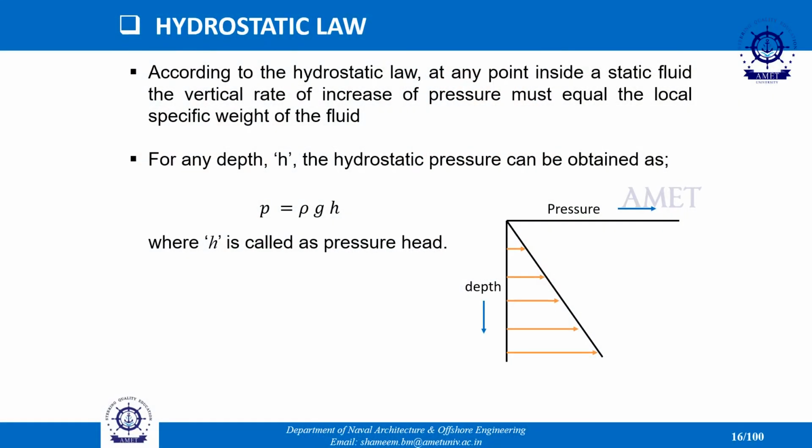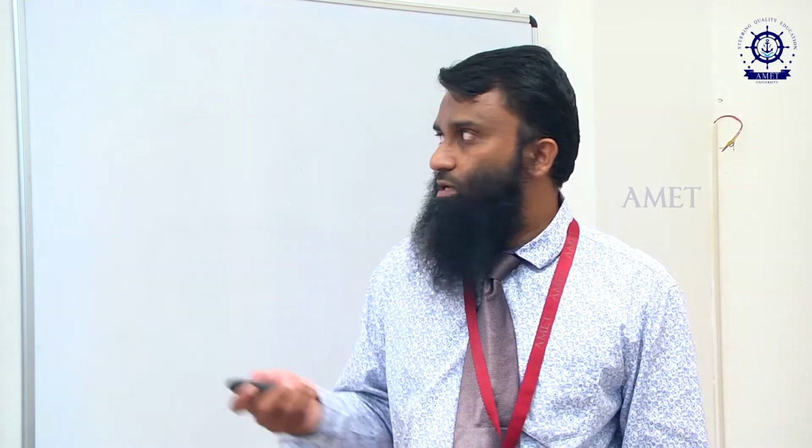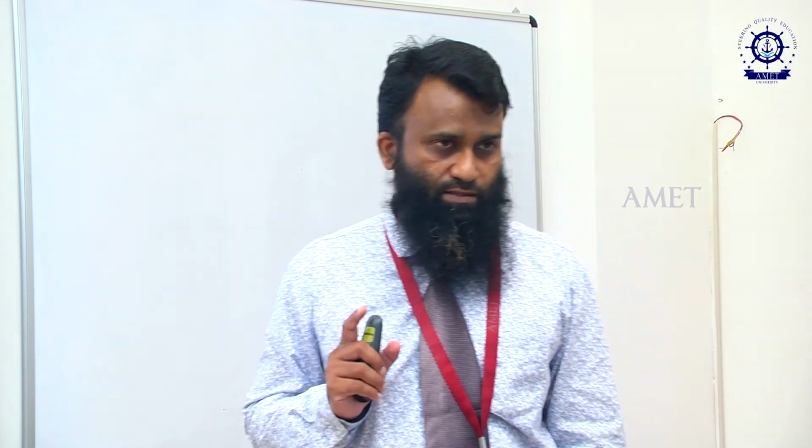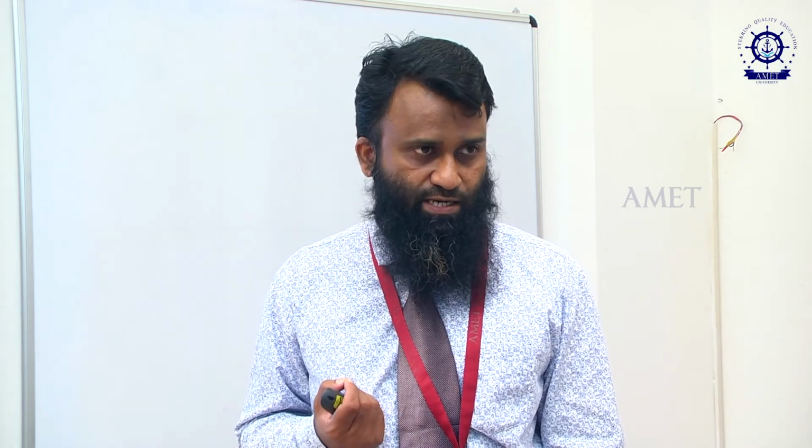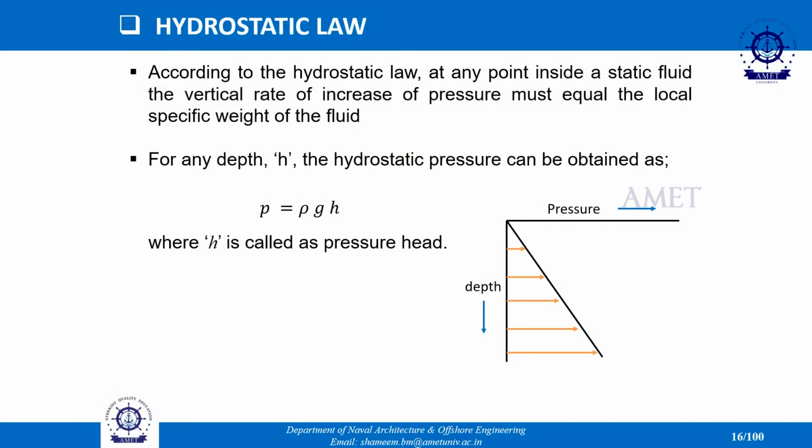Another important law is called the hydrostatic law, which states that at any point in a static fluid, the vertical rate of increase of pressure must be equal to the local specific weight of the fluid. What is the specific weight? It is nothing but rho into g, the weight density. So rho is my mass density into g. Local means at that height. So rho g into h, correct, will give my pressure at that particular point.